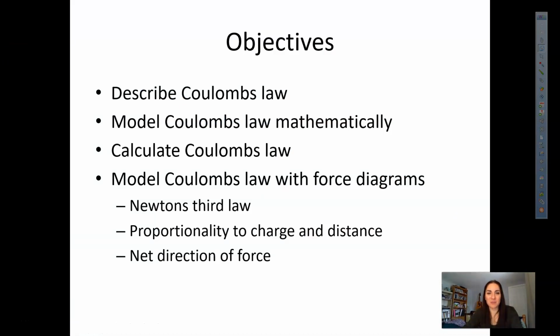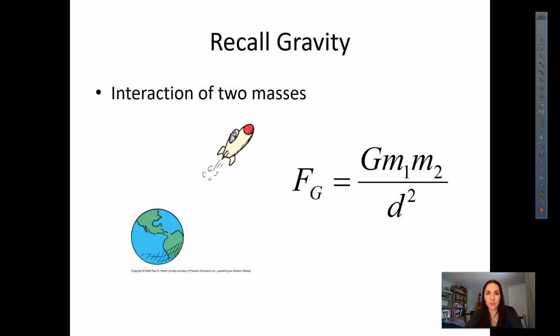Okay, we're going to describe Coulomb's law, do some calculations, and then model it with force diagrams. I know we skipped gravity, but let's pretend we didn't. If we talked about gravitational attraction, the force of gravity, we have Fg is mg, which is true, but a different way to calculate the force of gravity is between two masses, because masses affect the pull of gravity.